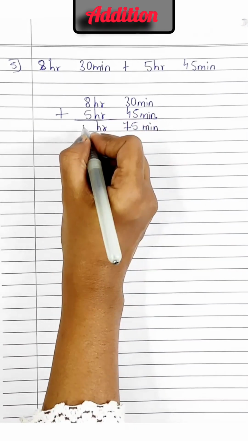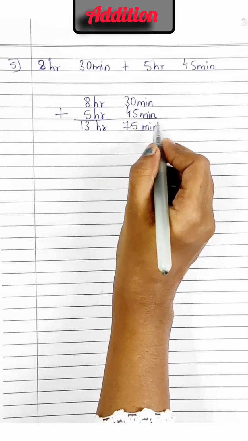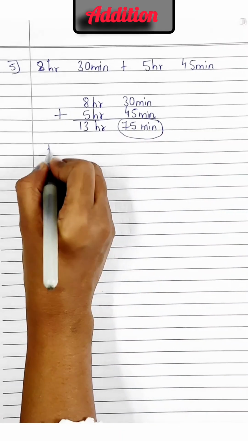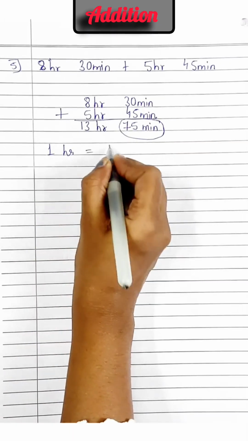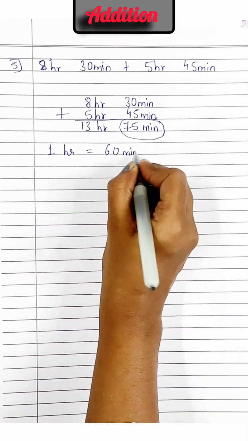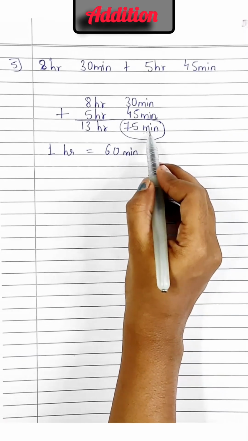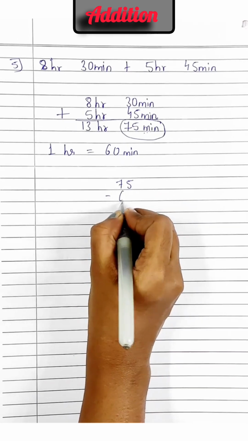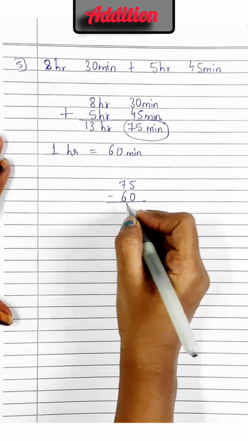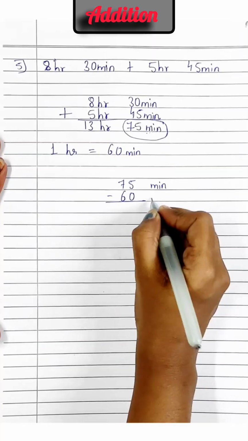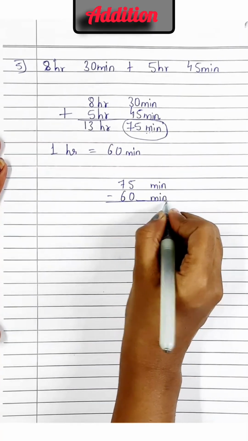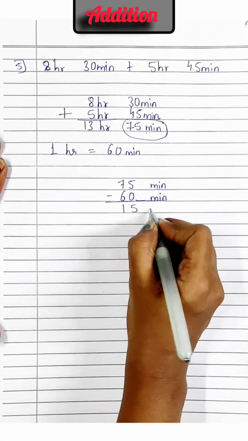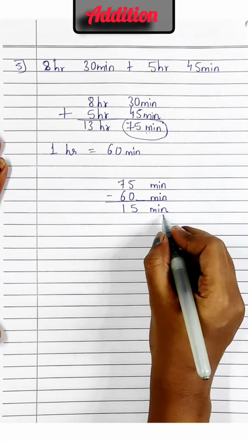8 plus 5, 13. Again, now this is crossing your 60 minutes. You know 1 hour is equal to 60 minutes. So this is more than 60. So you have to subtract 60 from this 75. So what is your answer? 5 minus 0, 5. 7 minus 6, 1. So it is 15 minutes.